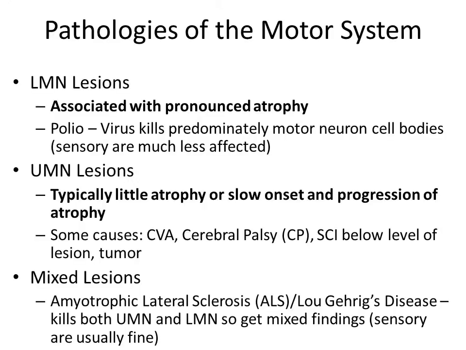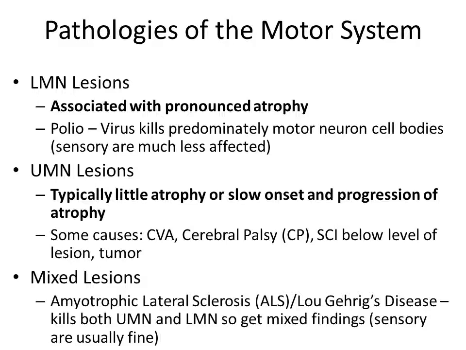And then just to mention a couple of pathologies. Lower motor neuron lesions are associated with pronounced and marked atrophy. This usually comes on quickly. This is because of the loss of ACh going to that muscle, in addition to the fact that the muscle is not contracting, so the proteins begin to break down.